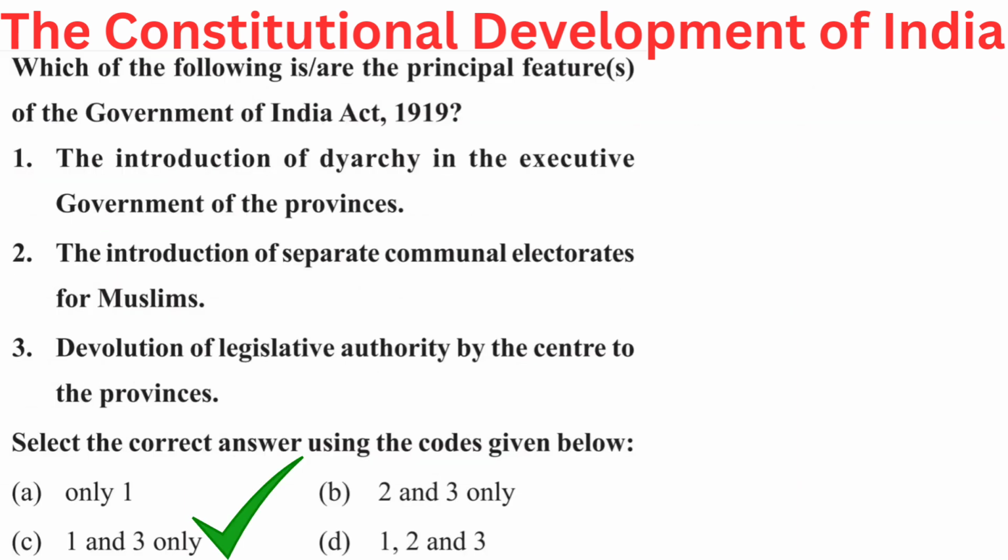Your question is, which of the following is or are the principal features of the Government of India Act 1919? First, the introduction of diarchy in the executive government of the provinces. Second, the introduction of separate communal electorates for Muslims. Third, devolution of legislative authority by the centre to the provinces. Select the correct answer using the codes given below. A. 1 only, B. 2 and 3 only, C. 1 and 3 only, or D. 1, 2 and 3. Right answer is C. 1 and 3 only. First, the introduction of diarchy in the executive government of the provinces. And third, devolution of legislative authority by the centre to the provinces.